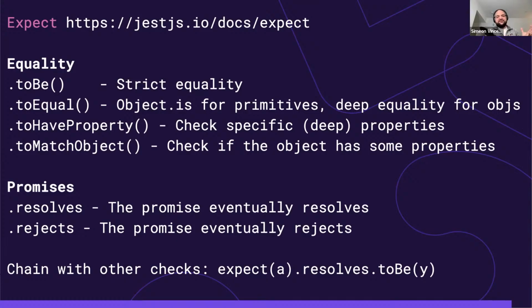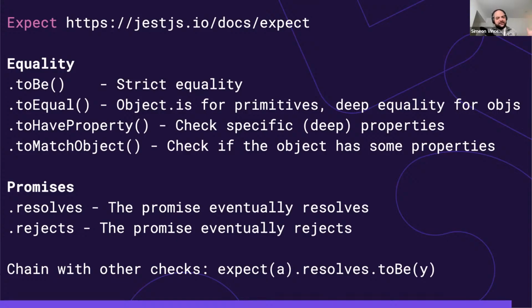toEqual is similar, but it uses Object.is on primitives, which is actually better than a strict equality check because Object.is also works for NaN, not a number, and other exotic things that don't quite compare as you might expect them to. It also performs a deep equality check for objects. So if you have sub-properties on two different objects, you can use this to say, is this object identically shaped to this other one that I'm comparing it against?